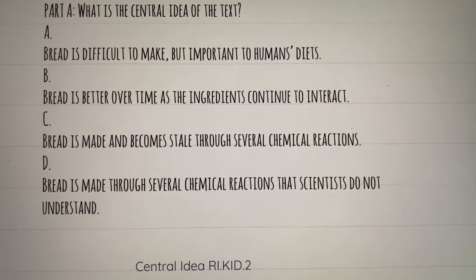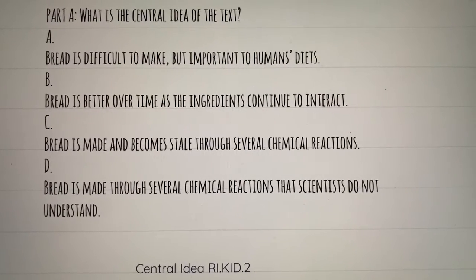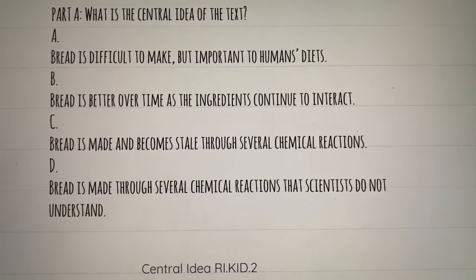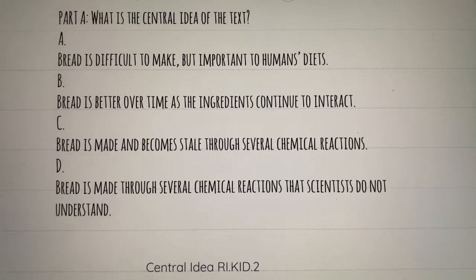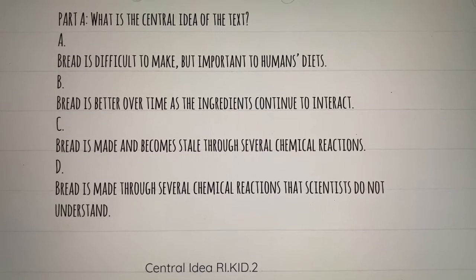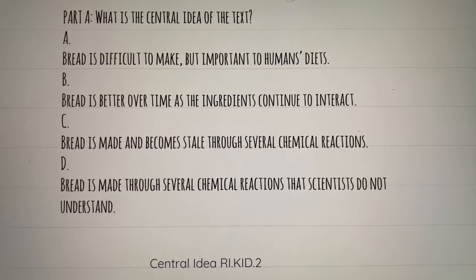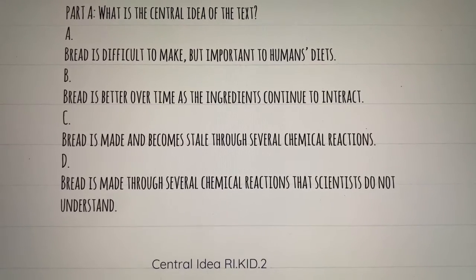A, bread is difficult to make but important to humans' diets. B, bread is better over time as the ingredients continue to interact. C, bread is made and becomes stale through several chemical reactions. Or D, bread is made through several chemical reactions that scientists do not understand? What do you think the author is trying to tell us? What's the central idea?